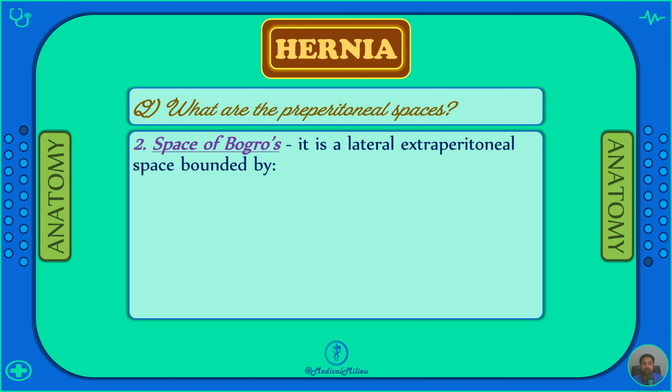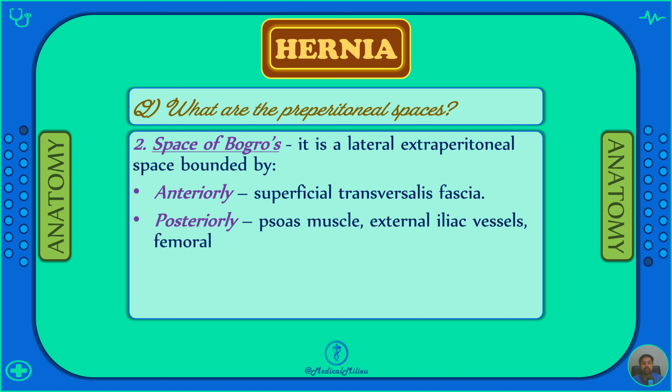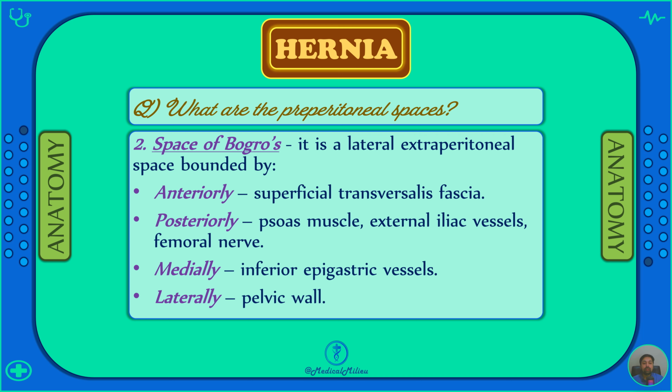Number 2 is the space of Bogros. It is a lateral extraperitoneal space bounded anteriorly by the superficial transversalis fascia, posteriorly by the psoas muscle, external iliac vessels and femoral nerve, medially by the inferior epigastric vessels, and laterally by the pelvic wall.